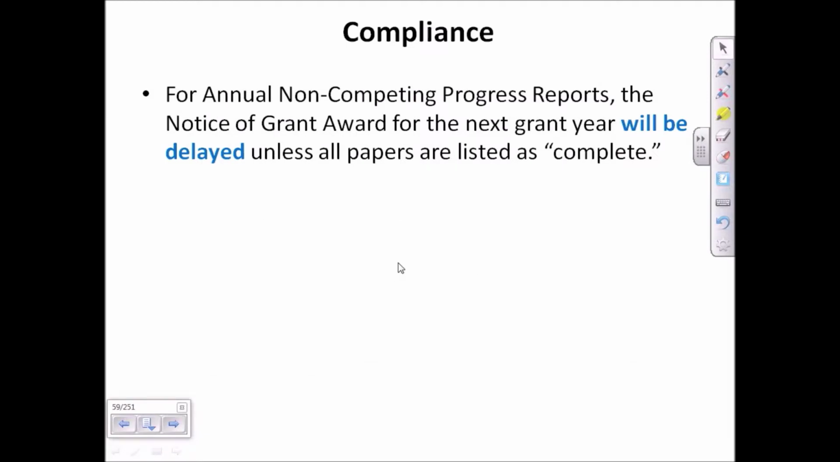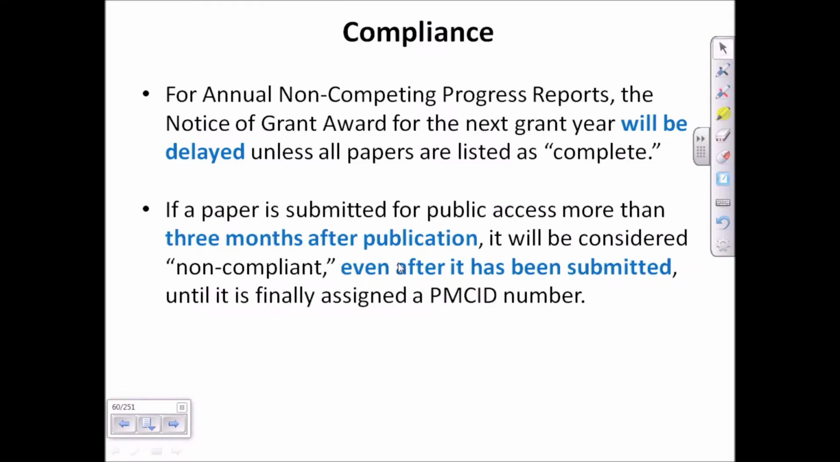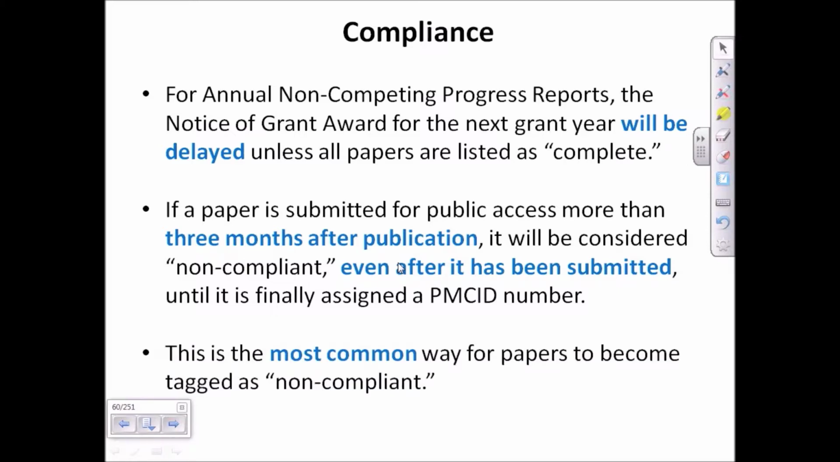So for the annual non-competing progress reports, the notice of grant award for the next grant year will be delayed unless all papers are listed as complete. Complete is just another term for in compliance. If a paper is submitted for public access more than 3 months after publication, it will be considered non-compliant, even if it has been submitted, but it was submitted late. It will still be listed as non-compliant until it finally is assigned the PMCID number, and then it'll be listed as compliant at that point.